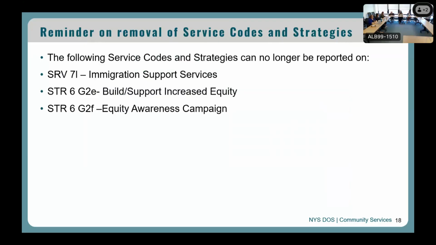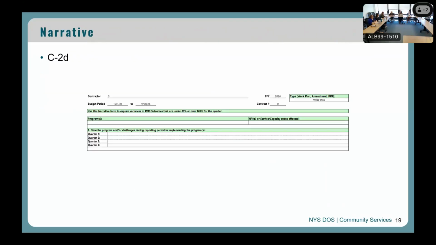Okay, we're going to move to C2D, the narrative. You're not going to use this form for your initial contract. We just ask, you put your name on there, you fill out the budget period, fiscal year, and your contract number. You will start using this to report for each quarter after.